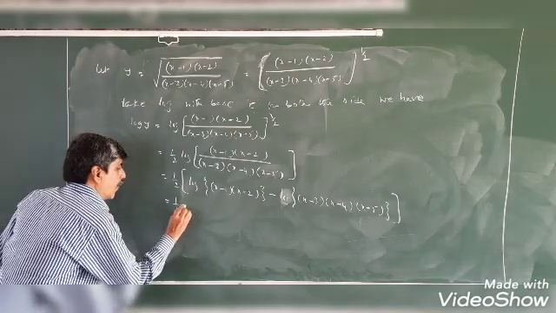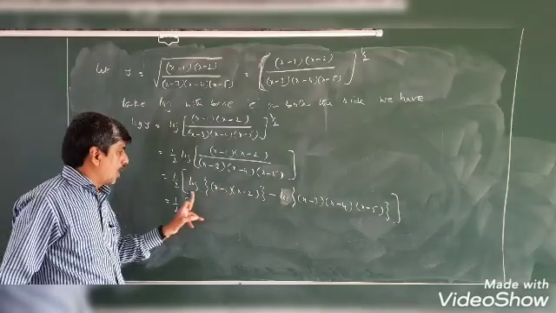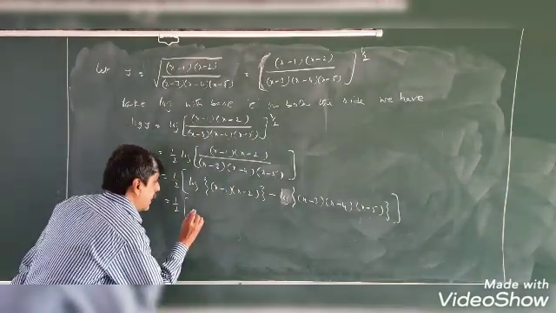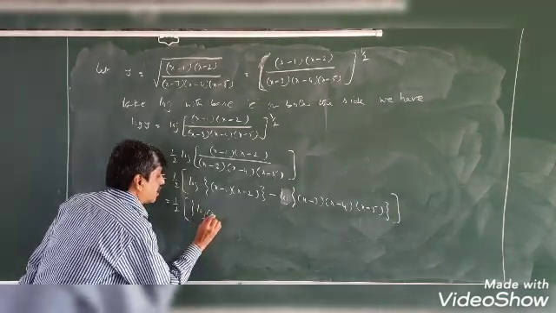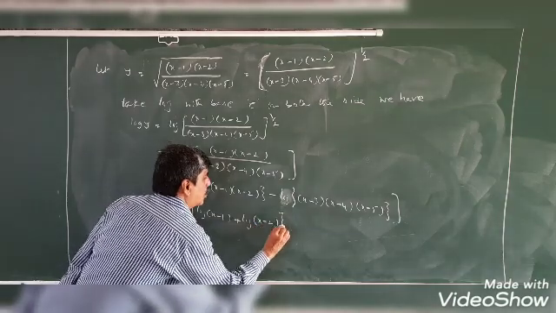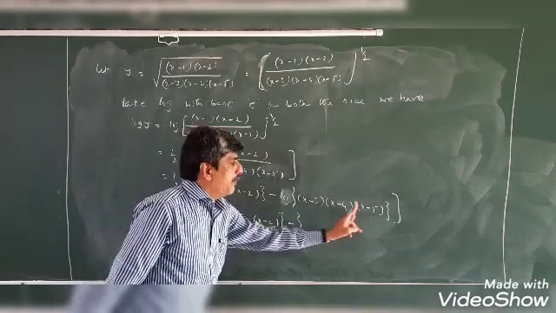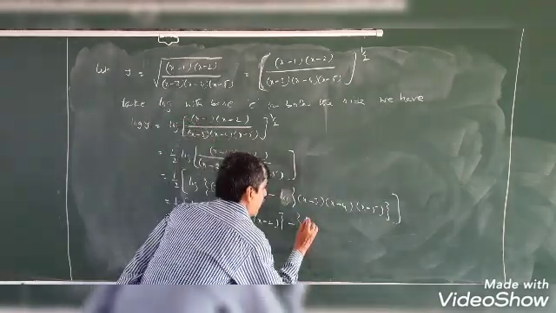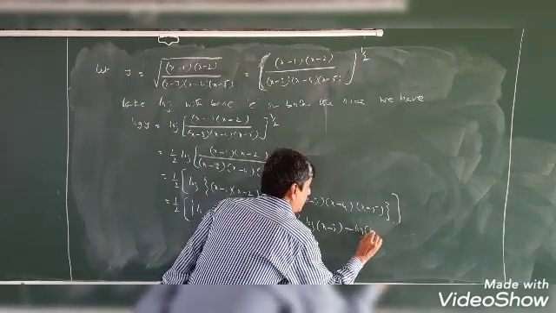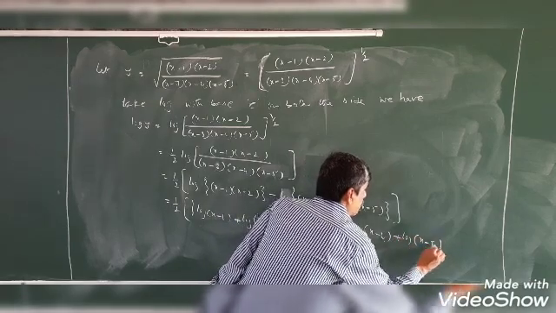Then after 1 by 2 into, it seems to be the formula log of ab. So log of ab we will write as log a plus log b, means log of x minus 1 plus log of x minus 2. And this is log of abc. Log of abc we will write as log a plus log b plus log c.